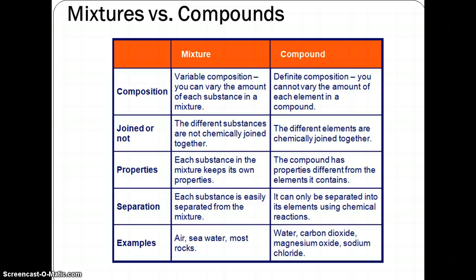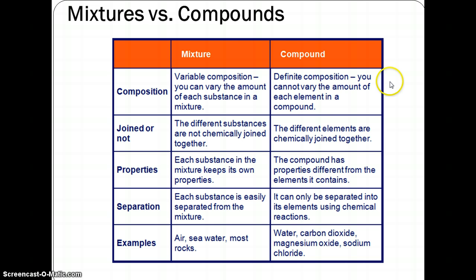So usually people get confused between mixtures and compounds. Mixtures, it says up here that they're variable composition, which means that they can be different. They can have different amounts of each substance in the mixture. So we can have more chicken than carrots, for example, in the chicken noodle soup. And they're not chemically joined together. I can actually separate them out.